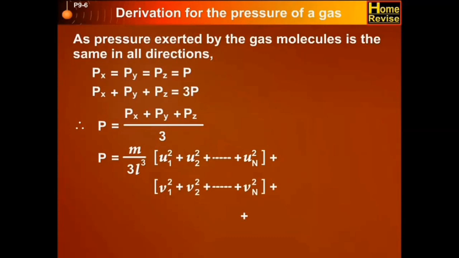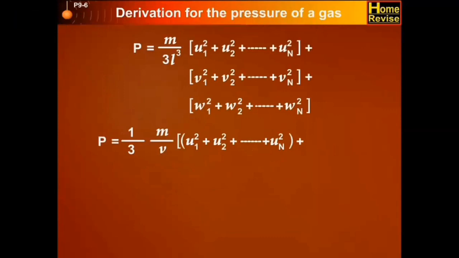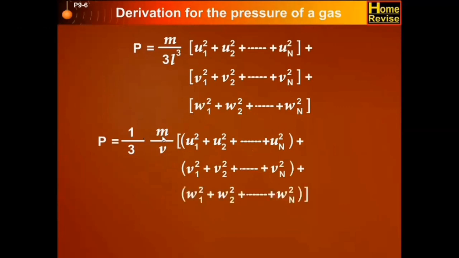Finally the velocity of the z direction, that is w1 squared, w2 squared, wn squared. Then we find the equation P is equal to m by 3V, and add all the velocities of the x direction, y direction, and z direction, and we get the summary of the equation: P is equal to 1 by 3 m by V, times the x direction velocity, y direction velocity, and z direction velocity.